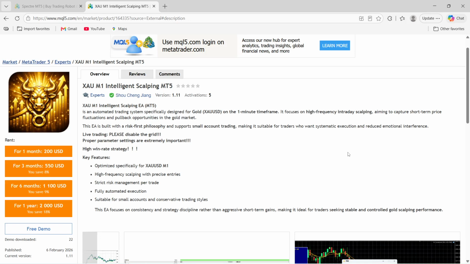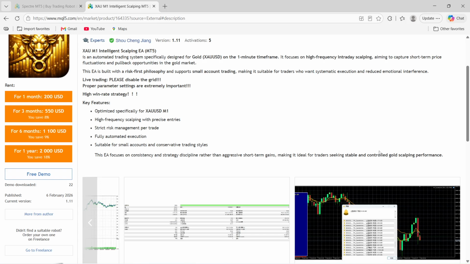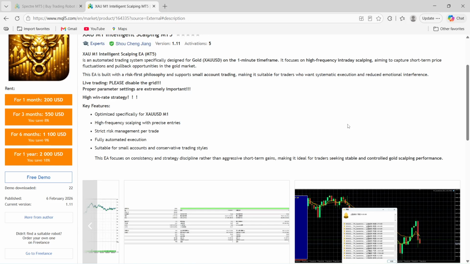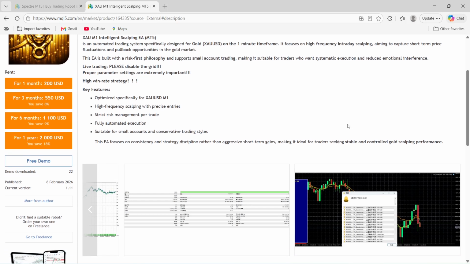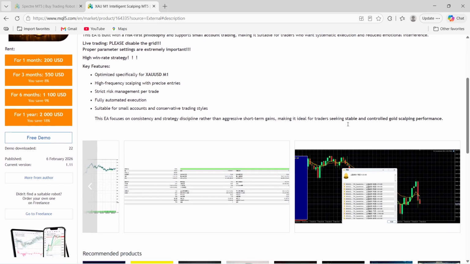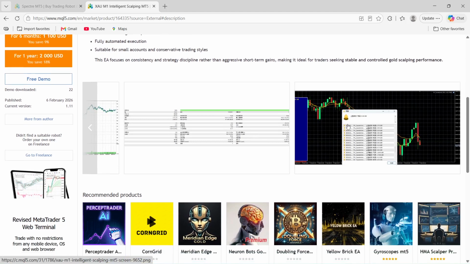So, who is this actually for? It's for experienced gold scalpers with low spread accounts, good VPS, and the discipline to use conservative risks. It's good if you understand M1 dynamics. You should avoid this EA if you have a small account with average spreads, dislike high frequency trading, or want low maintenance EAs. This is a broker sensitive EA and is quite demanding.